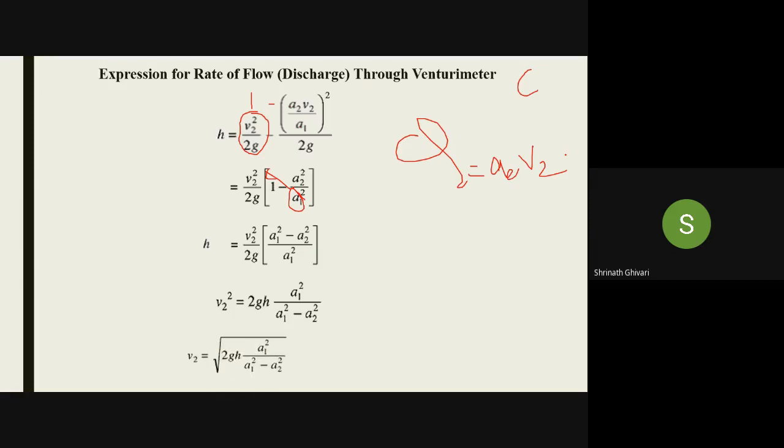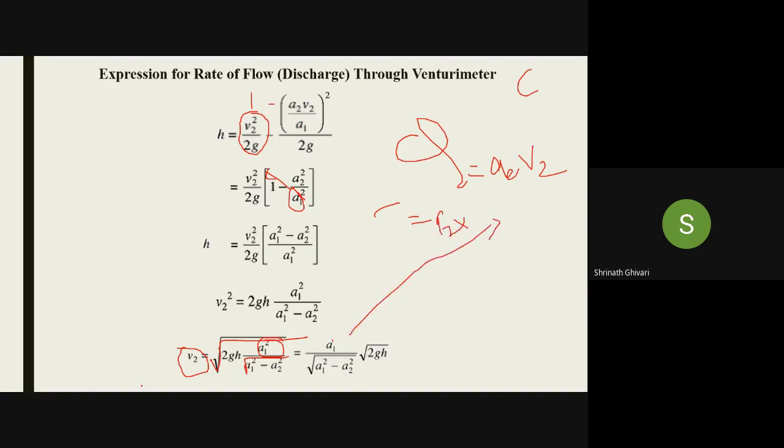So V2 equals the square root of 2gh, and we are getting A1 by the square root of A1 square minus A2 square. Why? Because this square root and this square will get cancelled. Therefore, it will be A1 by the square root of A1 square minus A2 square, into the square root of 2gh. This is our V2. Now you have to just substitute in the equation Q equals A2 into V2.